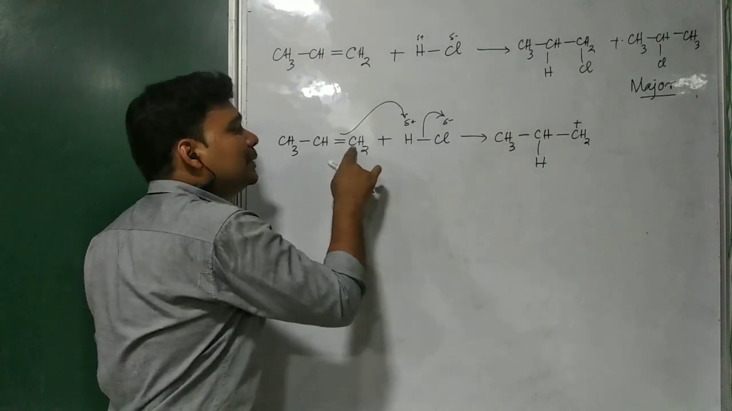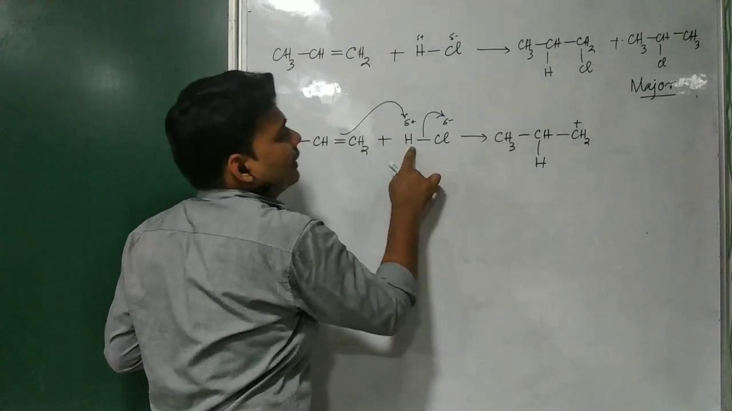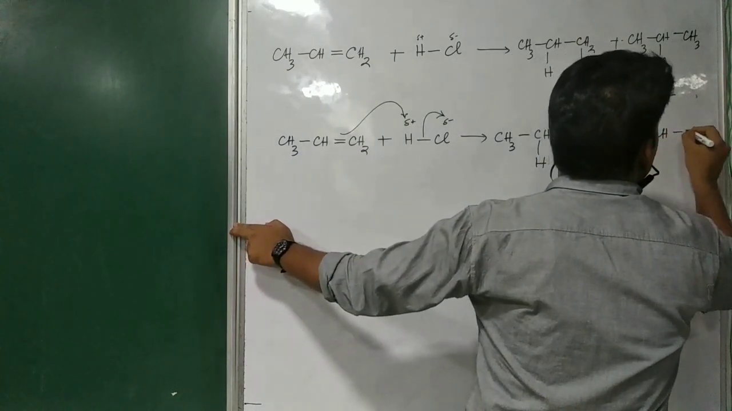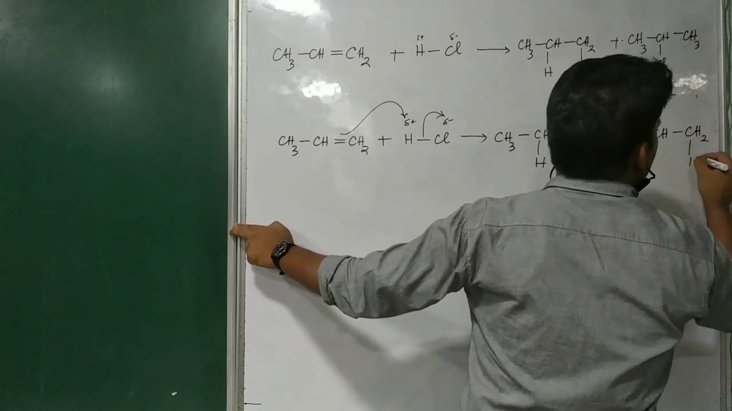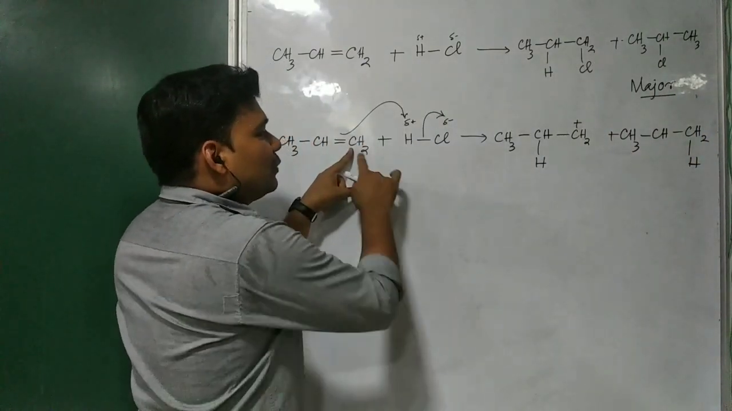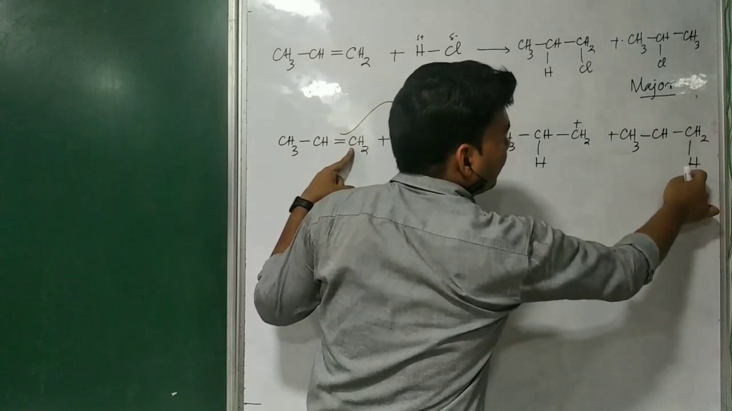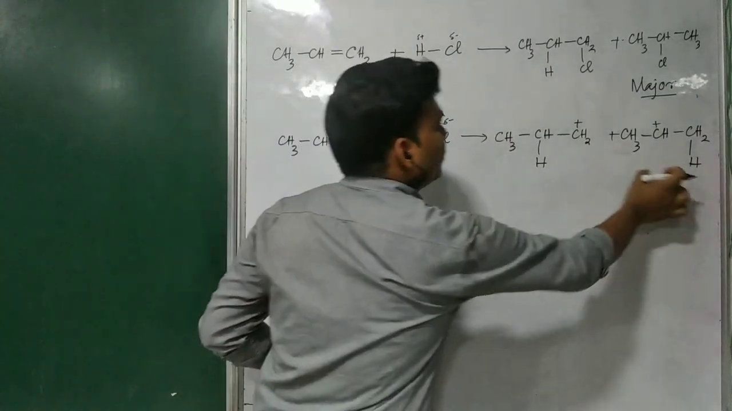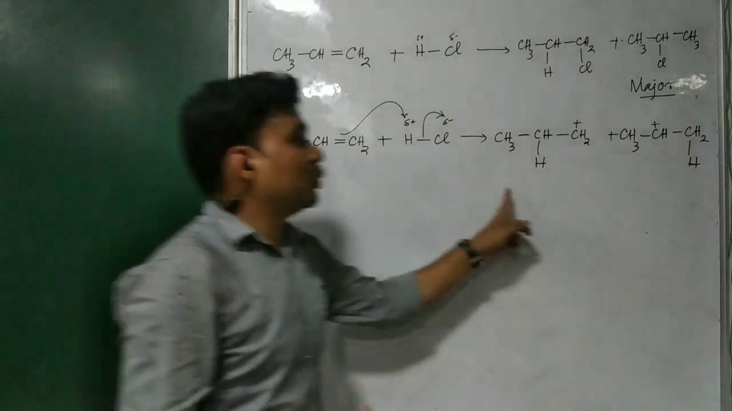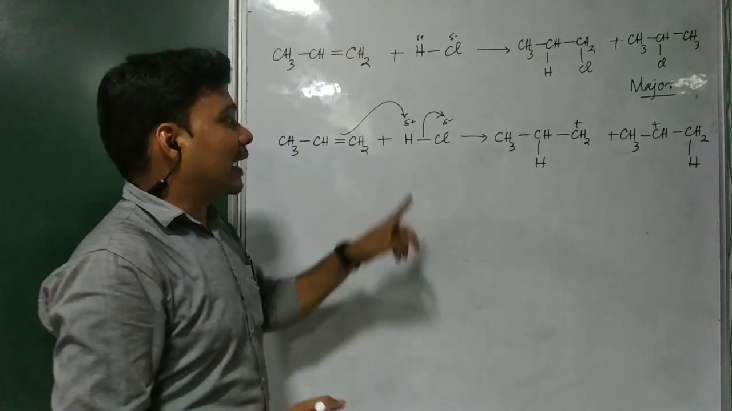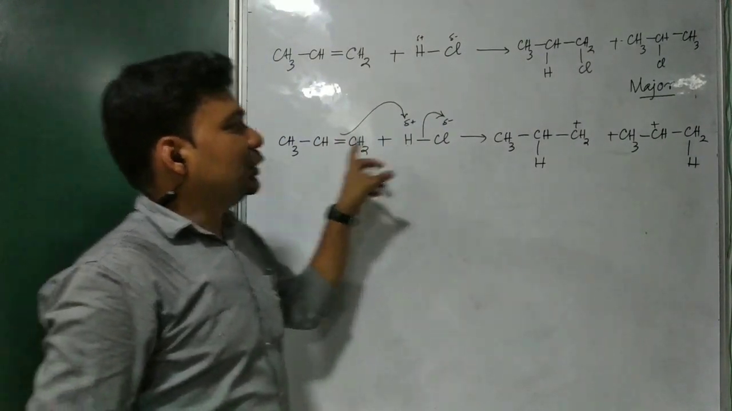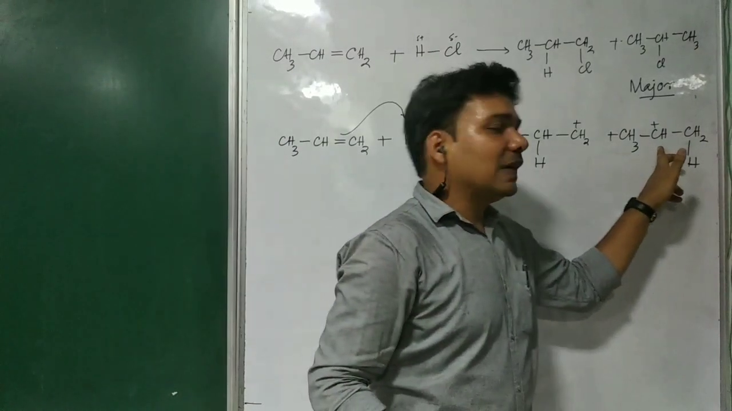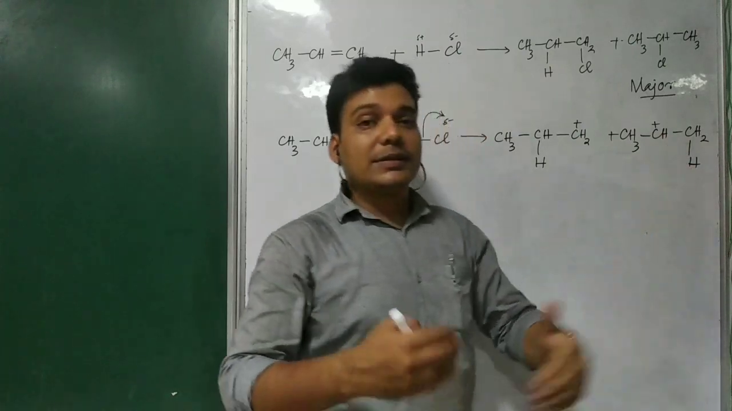And similarly, if this terminal carbon CH2 binds the hydrogen, I have shown here, then the middle carbon will have the positive charge. So these are two possible carbocation species. When the hydrogen is attached to the middle carbon, you will get this carbocation, and when the hydrogen is added to this terminal carbon, the middle carbon will get the positive charge. This is the second carbocation.